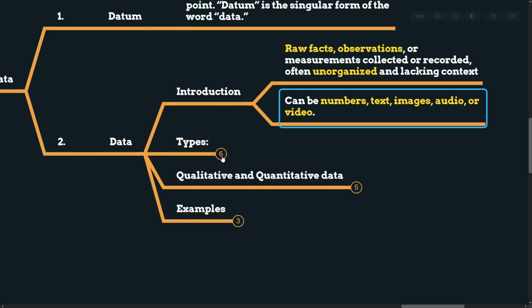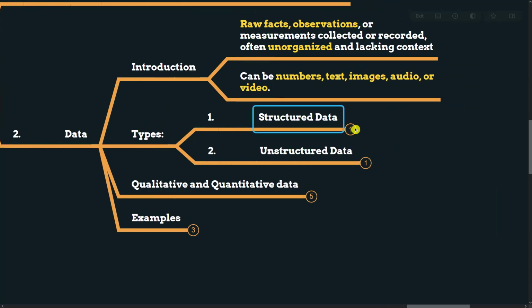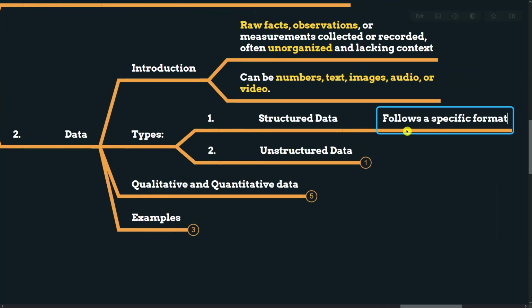Okay. And in terms of type, we can say there is structured data and unstructured data. Structured data means it follows a specific format. What does it mean by specific format? This is like an organized recipe list, right? For example, each ingredient is listed with a specific amount and order. Let's talk about an Excel file, a spreadsheet with columns for dates and sales figures.